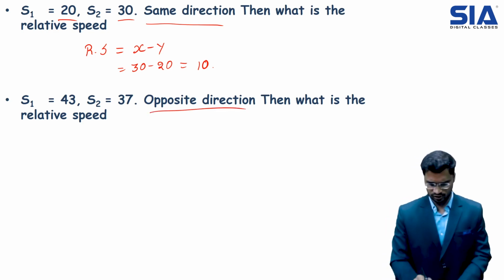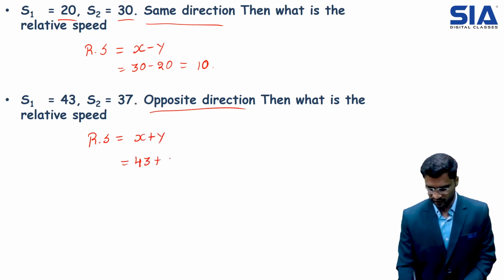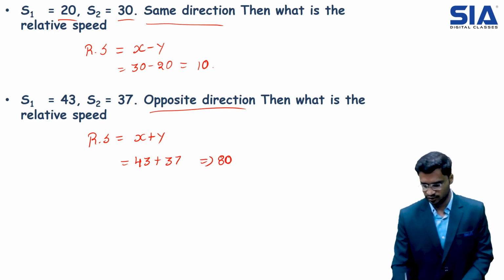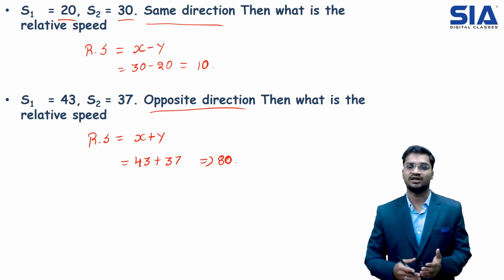In the next question, S1 is 43 and S2 is 37, but they are going in opposite directions. So the relative speed will become x plus y. So x is 43, y is 37. 43 plus 37 gives me 80. So the relative speed is 80 kilometers per hour. This way we have to find the relative speed.